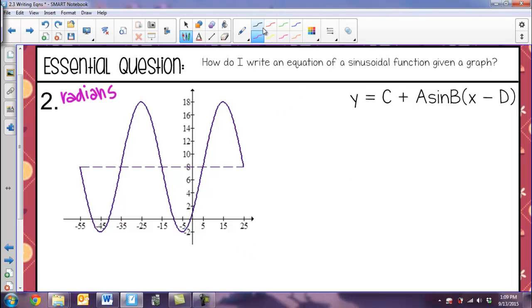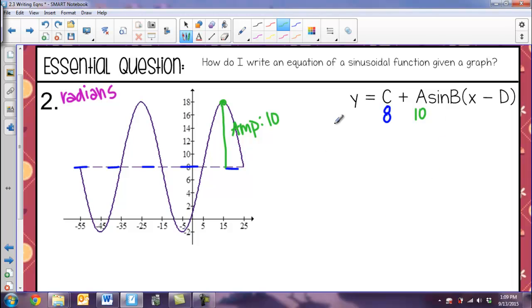Okay, so my first thing that I'm going to do is just go left to right. So I'm going to have C. My C value, remember, is where my sinusoidal axis is. And I can see right here, my graph did shift up, so my C is going to be 8, because it went up 8. The next thing I'm going to do is figure out how far from the middle one of my high points is to my low points. So I'm going to find one of those humps. I went from 8 to 18, which tells me that my amplitude is 10. And you could see if you went down, it would have gone from 8 to negative 2, which is a distance of 10 as well. So my A value is 10.